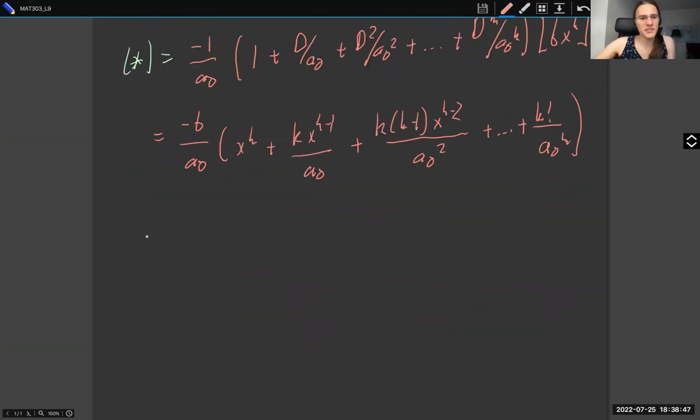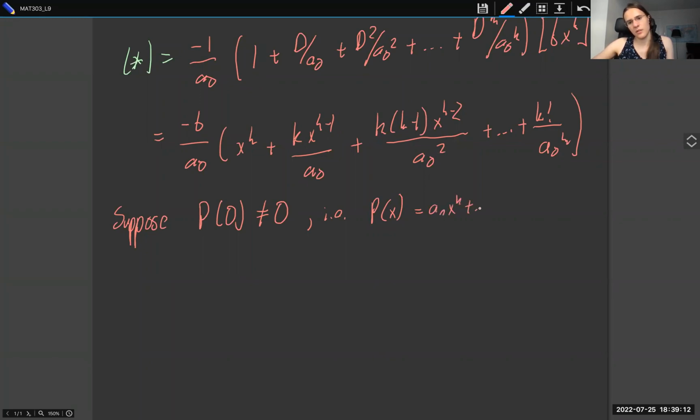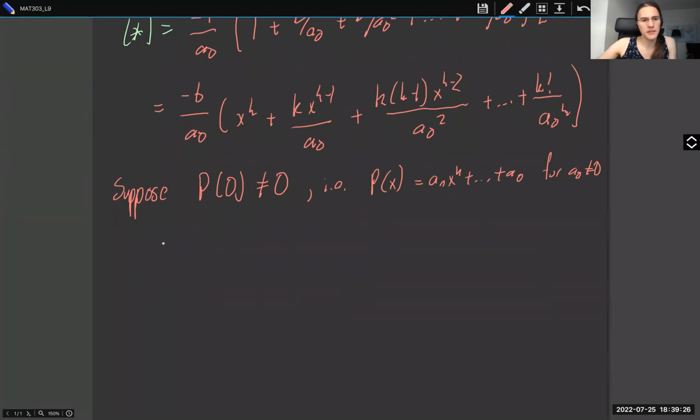So suppose that p of 0 does not equal 0. So in other words, the constant coefficient of p is non-zero. Then how do we find the series expansion of 1 over p?